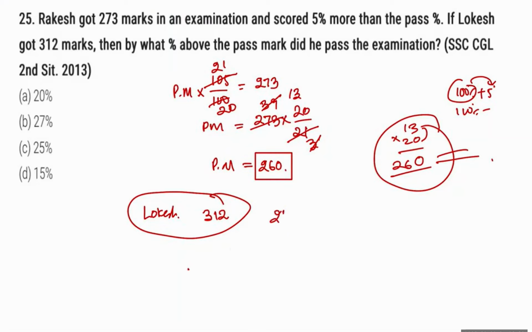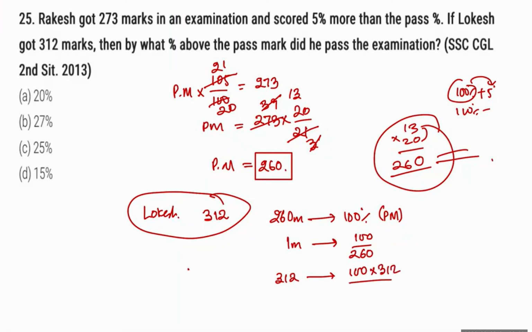260 marks is the pass mark, 100%. 1 mark is 100% divided by 260. So 312 marks in percentage is 100 into 312 divided by 260.